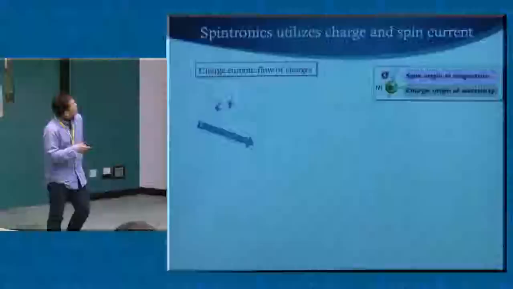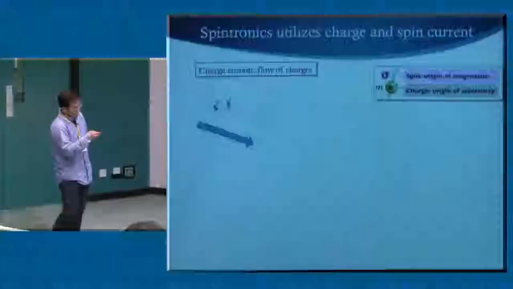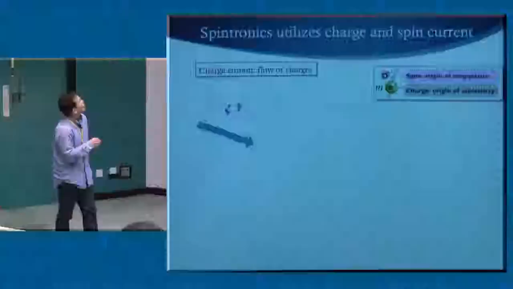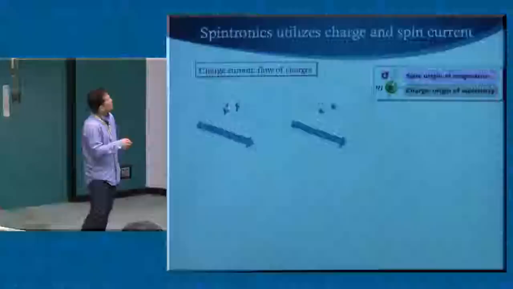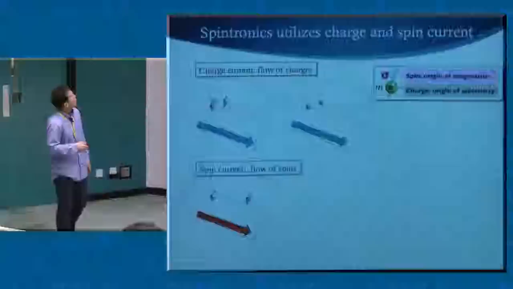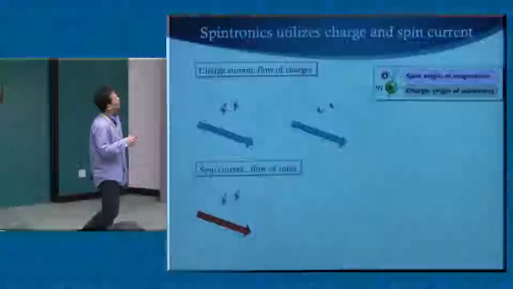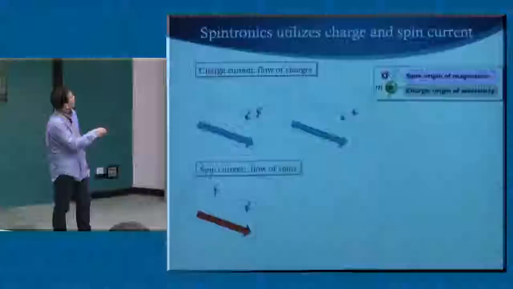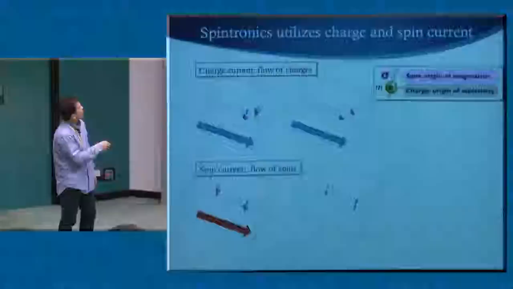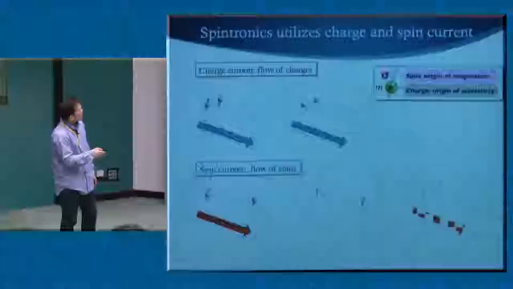Let me briefly introduce the spin current. As you know, the electron has the charge as well as the spin. And the charge current is the flow of charges. In this case, the spin degree of freedom cancels out, and this is a charge current. On the other hand, we can consider a flow of spins. If the up spin electron goes this way and the down spin that way, in this case the charges are canceled out, then we obtain the flow of spins. And this is the spin current.